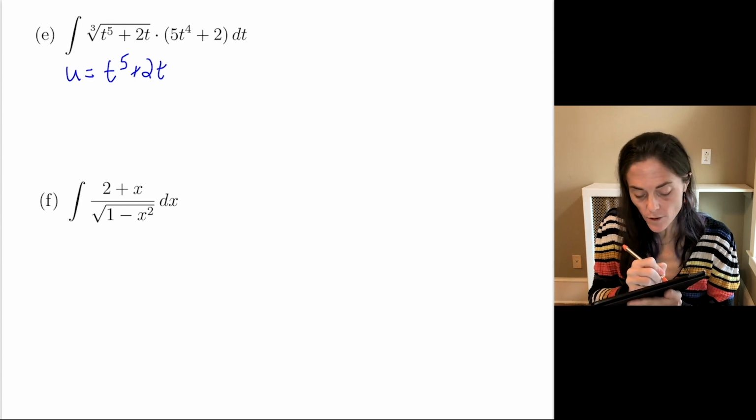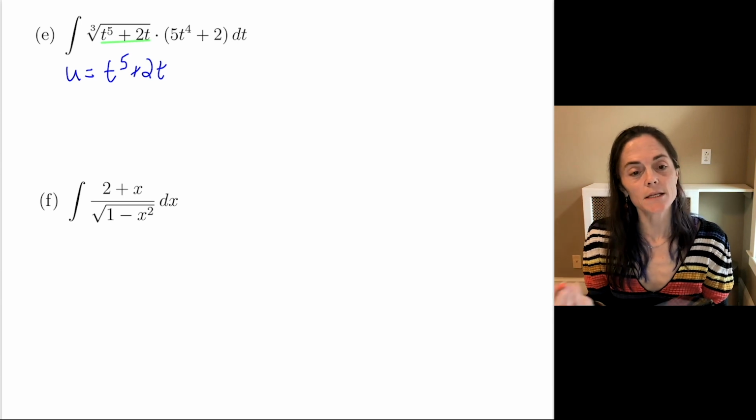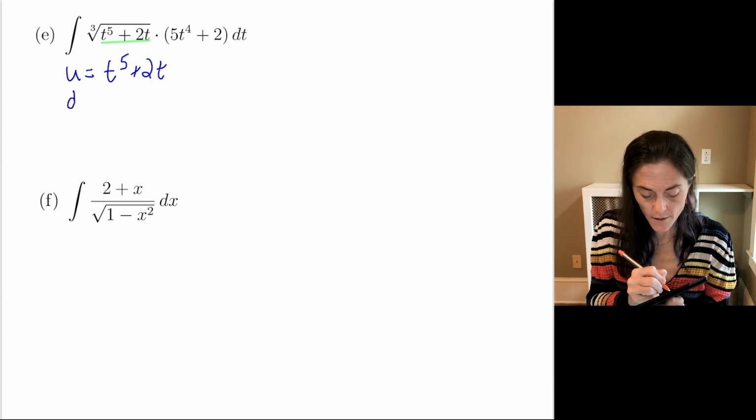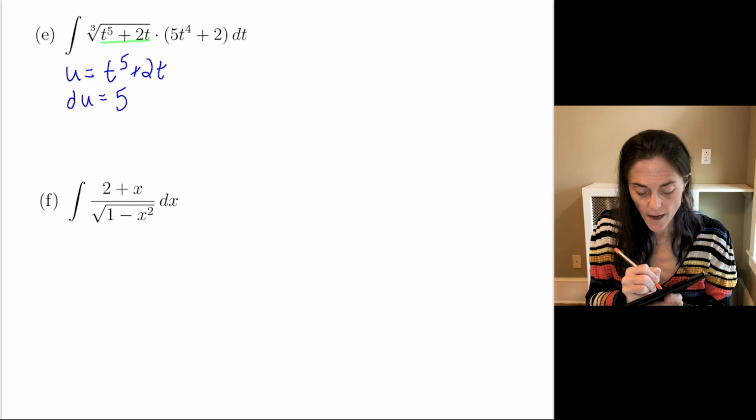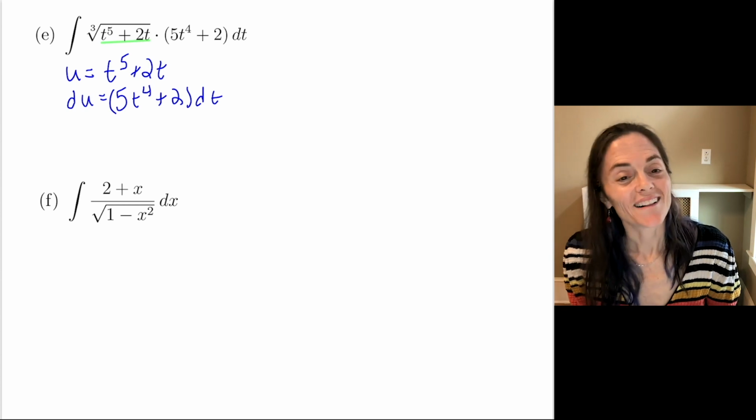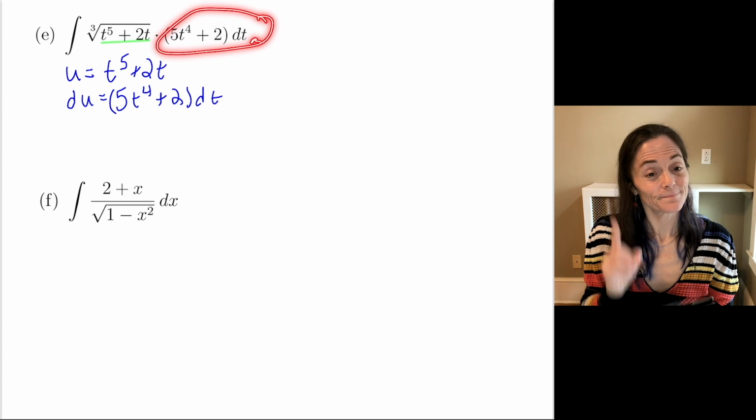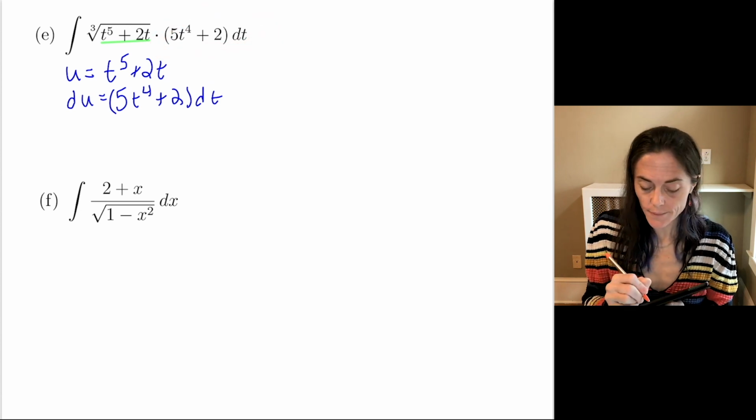Just as I did in the earlier examples, I can underline the inside function, t to the 5th plus 2t. Now, take the derivative. du is 5t to the 4th plus 2 times dt. Well, you see I have exactly du in my integral. So I'm ready to just convert.